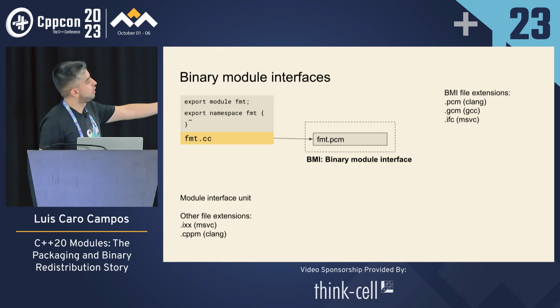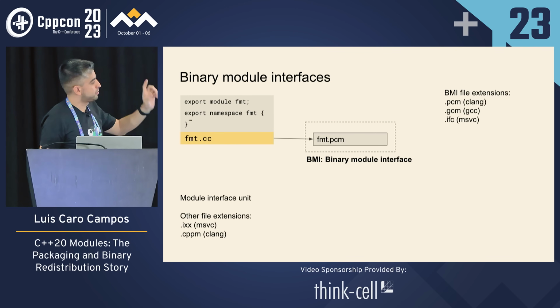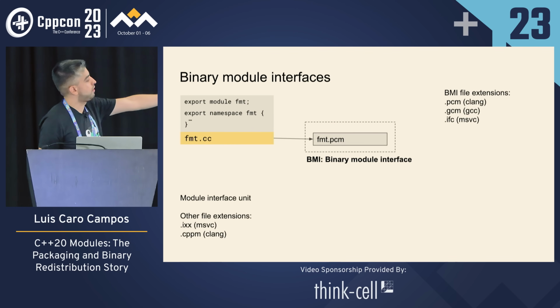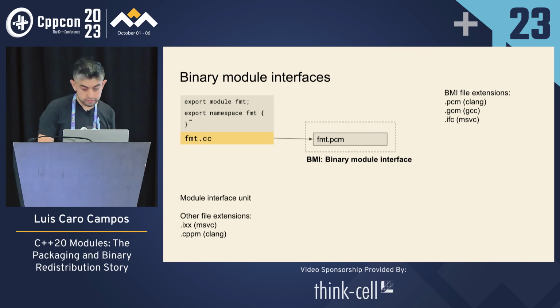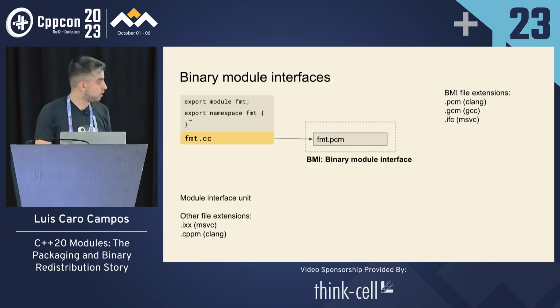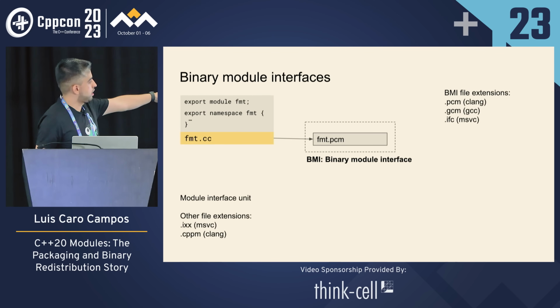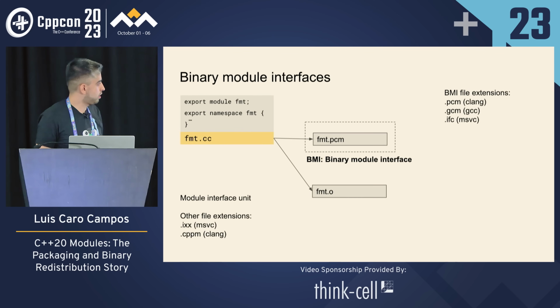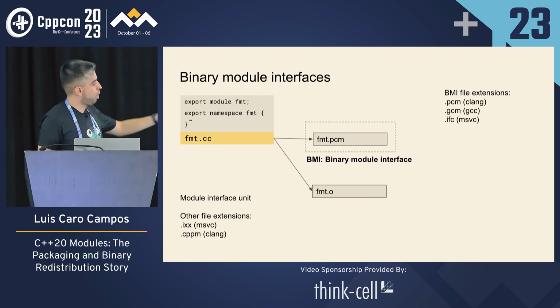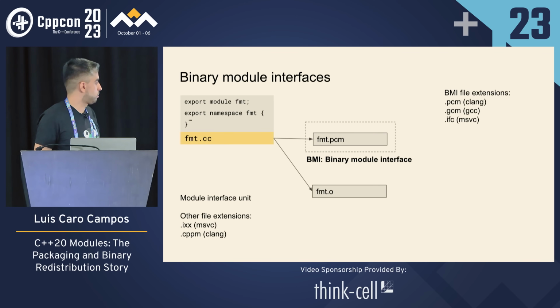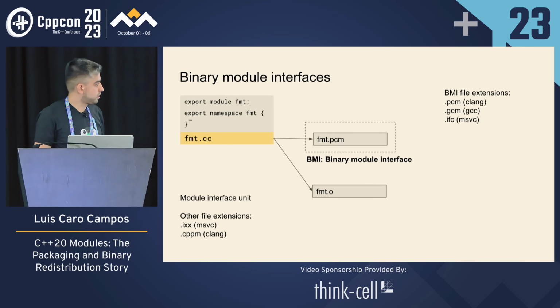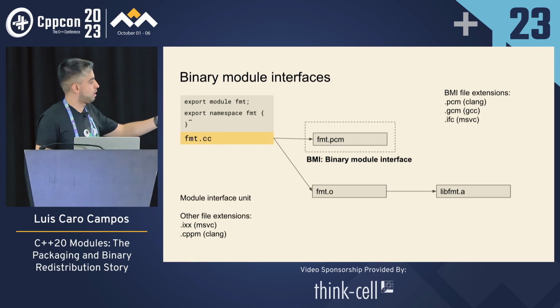This is an oversimplification as well, in the sense that we also have module implementation units, but what we need in order for the importer to resolve the import fmt line is for that file to be generated beforehand. And also, because the module interface units can also include implementation, the compiler can emit both files: the object file, as if it was a regular compilation step, and the binary module interface, which we can then add to an archive, like a static library or a shared library as well. So that doesn't change.